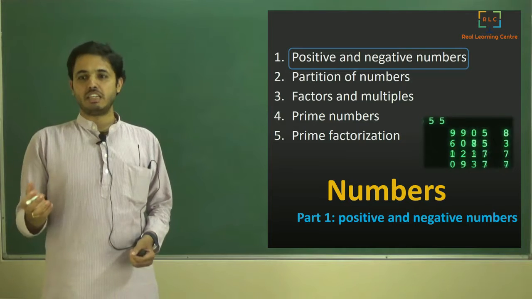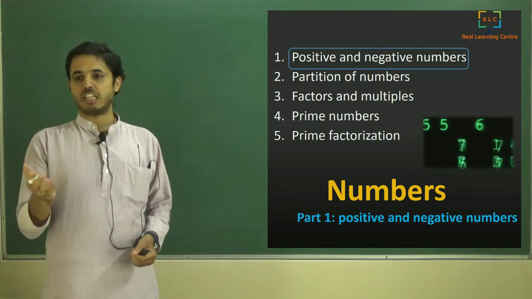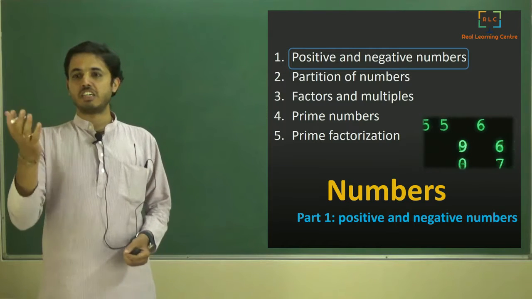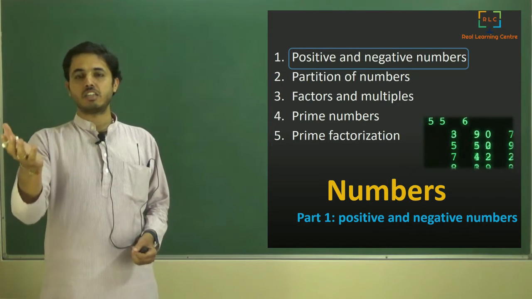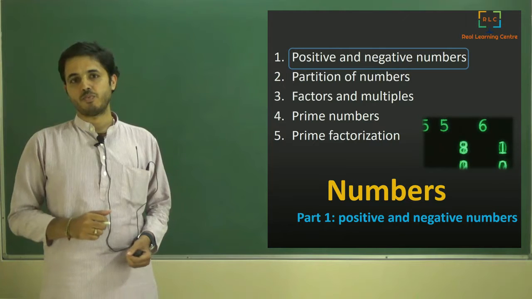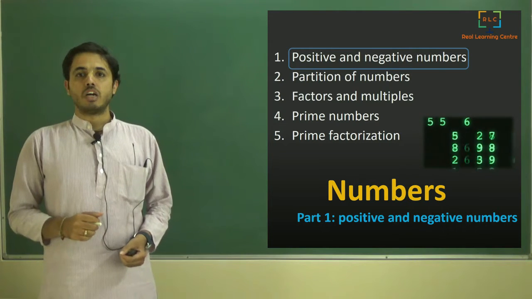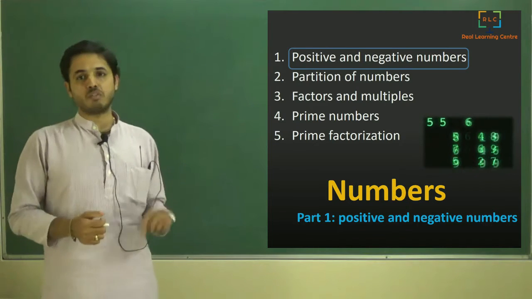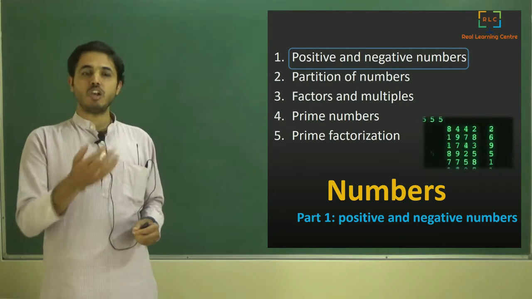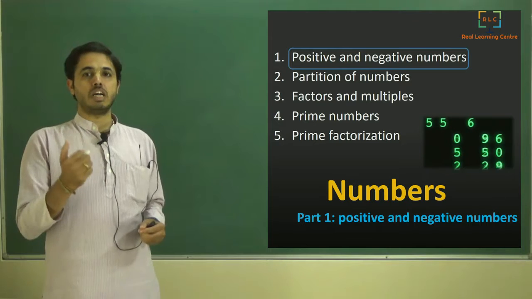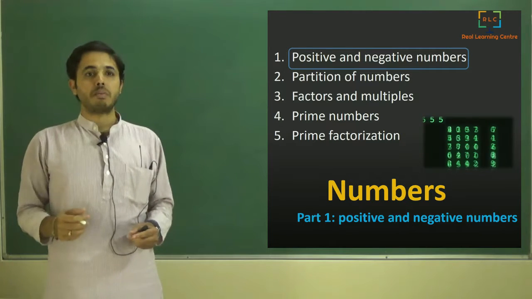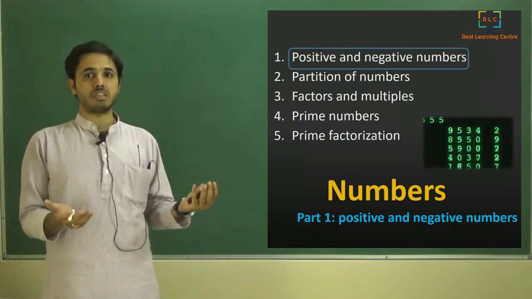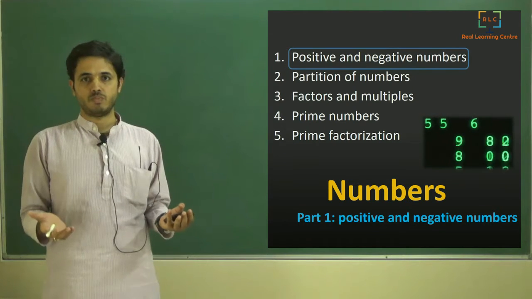Today we are going to study about numbers, the ever fascinating numbers. Within numbers, we are considering these 5 subtopics. The subtopics are positive and negative numbers. So we all know what are positive numbers and what are negative numbers, but how do we quantify? How do we make sense of these negative numbers in the real world?